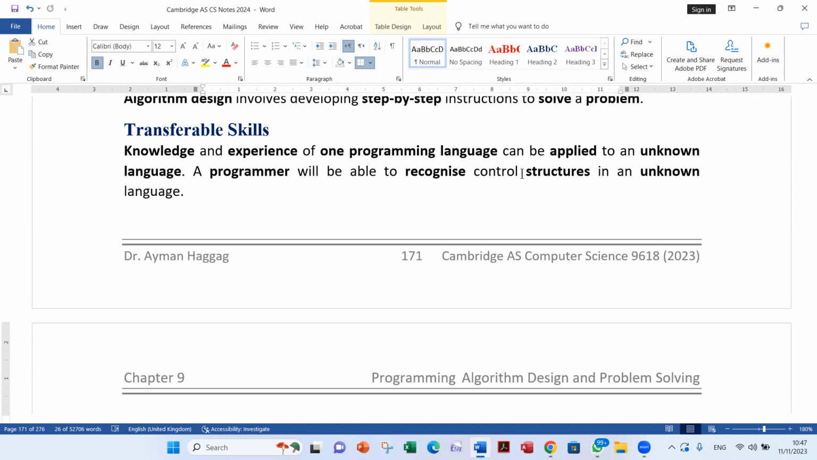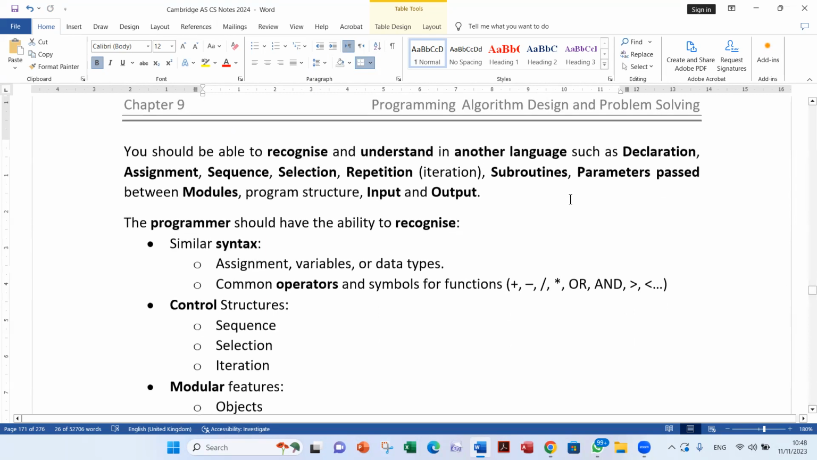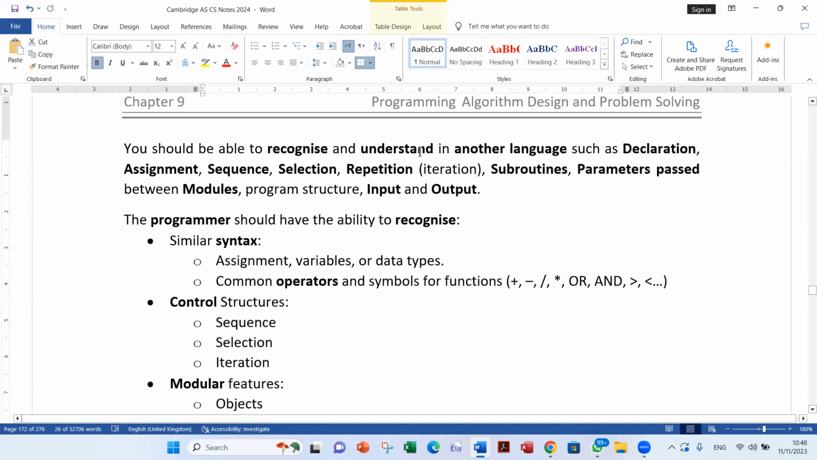What is a function and what is a procedure? A function is a part of a program that returns a value. A procedure is a part of a program that does not return a value. Anything of these you studied in one programming language can be easily transferred into another. You should be able to recognize and understand in another language things such as declaration. Before you use a variable, you need to declare its data type.